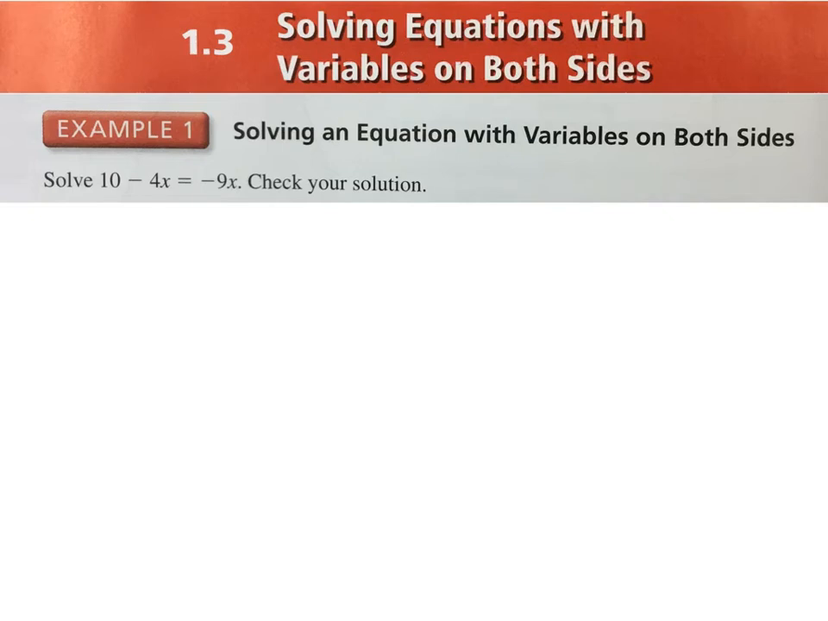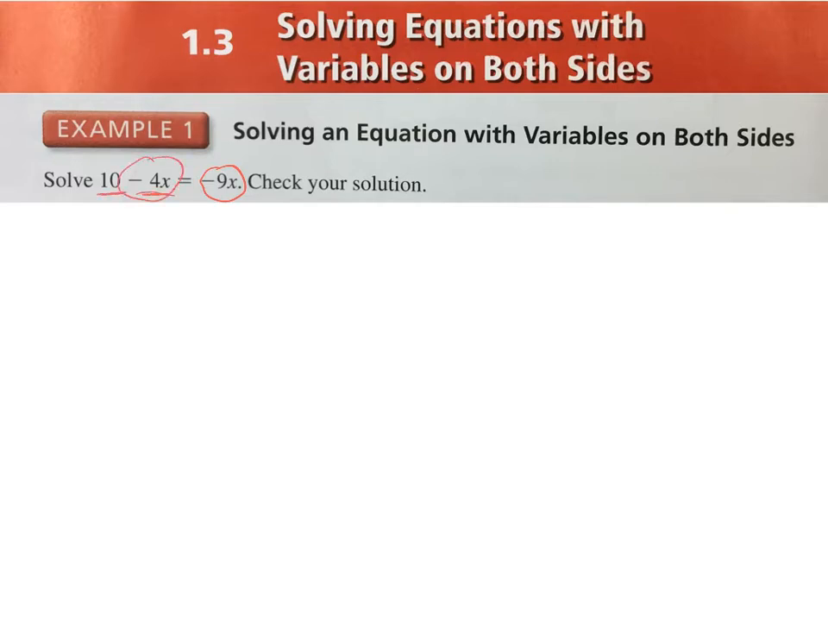All right, 1.3, solving equations with variables on both sides. For the first example here, our goal is always to isolate the variable on one side of the equation. Doesn't matter which side, just on one side of the equation. So here I already have x by itself on one side of the equation. Here I have this x here with a constant on the other side.